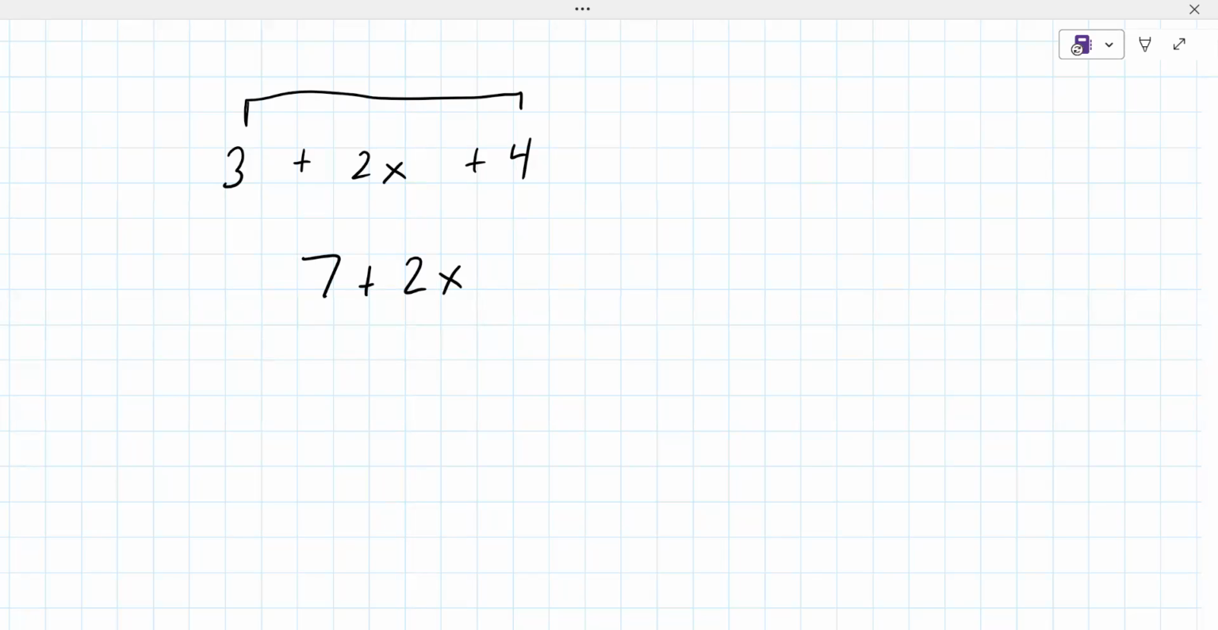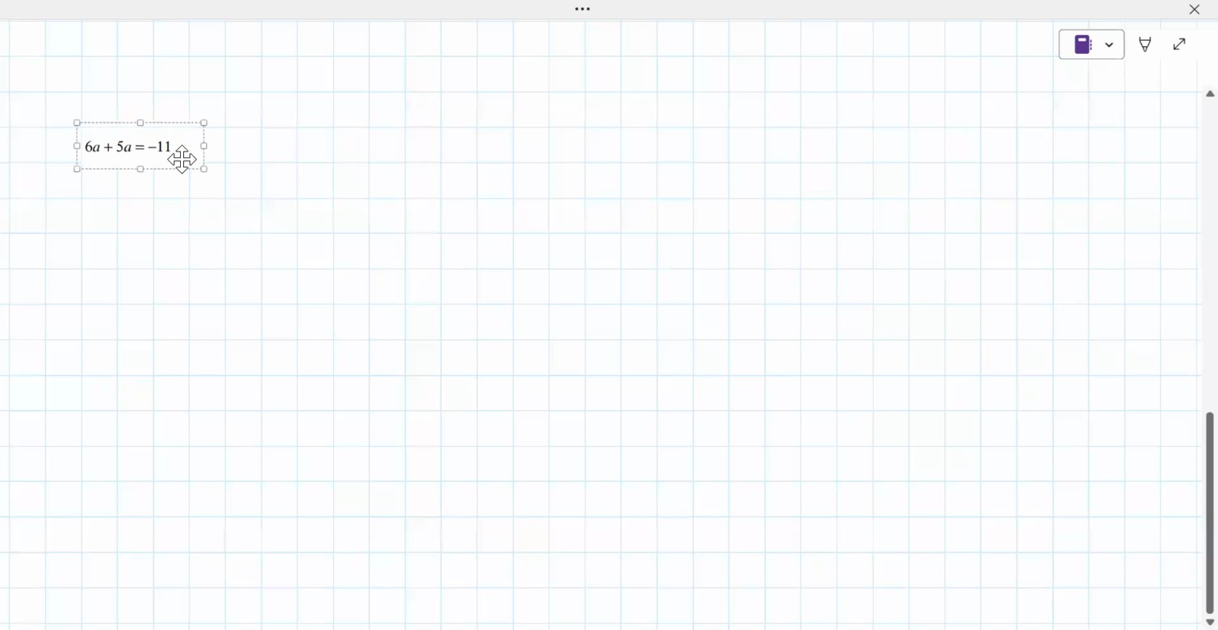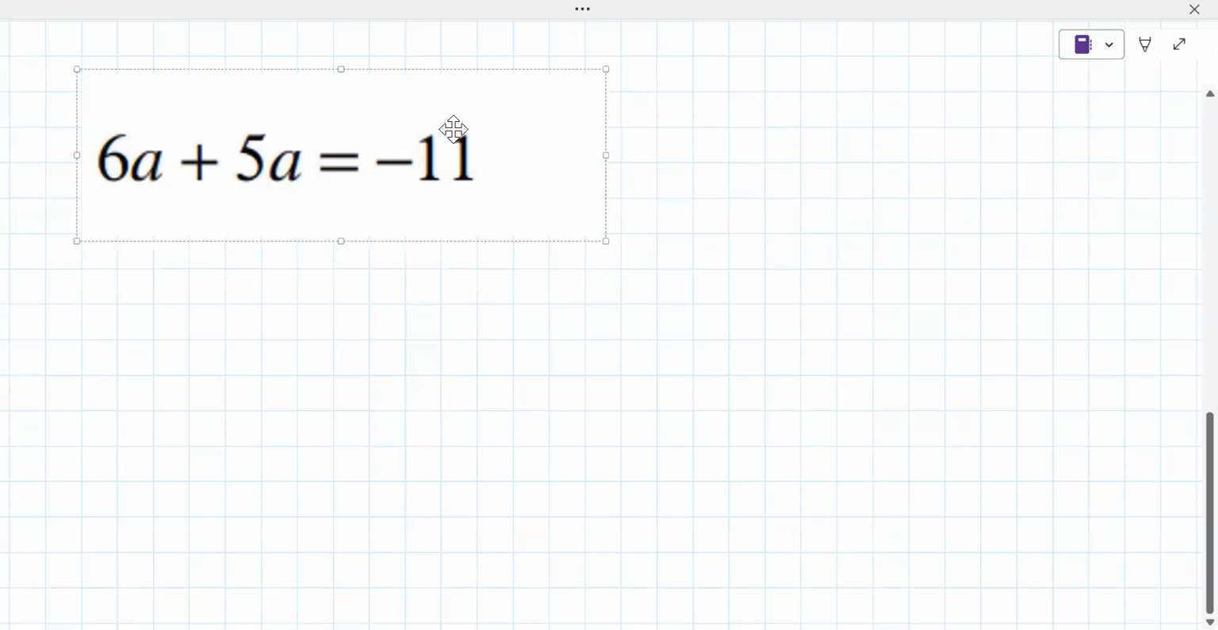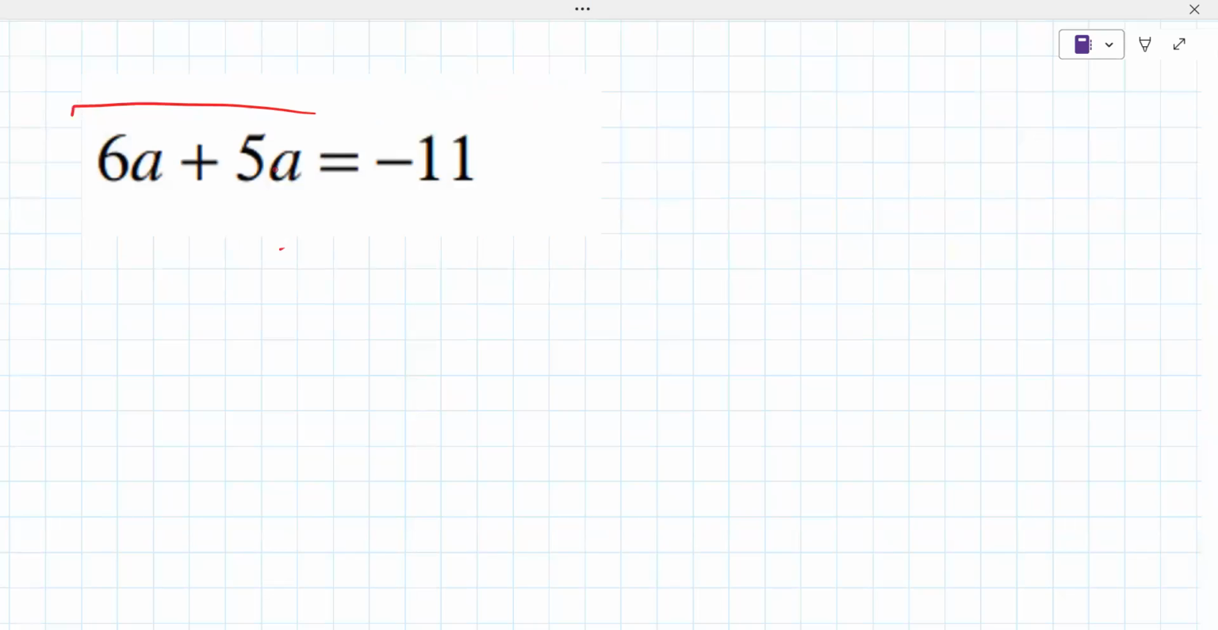Okay, so let's look at our first problem today. 5a plus 6a equals minus 11. I want you to look at the side with the variable. What is 6a plus 5a? That's 11a. So now we have the equation 11a equals negative 11.